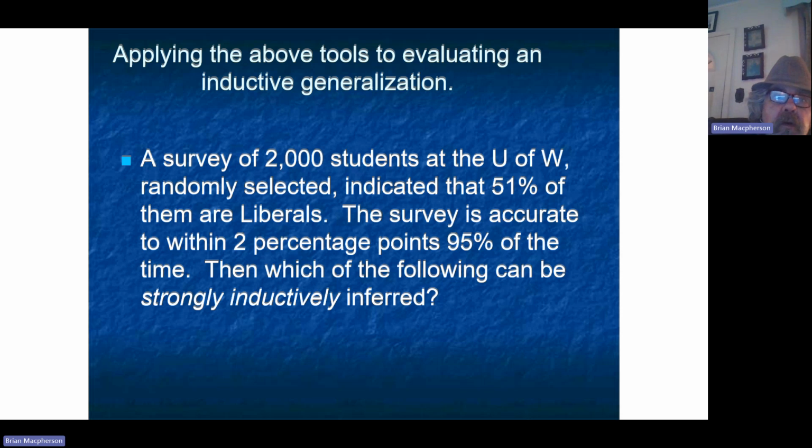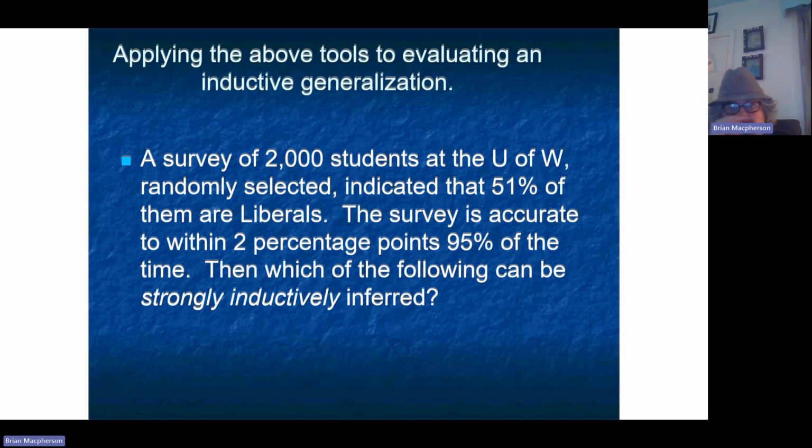Okay, so what I want us to do now is apply what we've just learned on the previous 7 or 8 slides to some actual inductive generalizations. Remember that an inductive generalization goes from several instances to a general truth. Inductive generalizations go from the specific to the general, from a sample to a generalization about not only the sample, but the entire population.